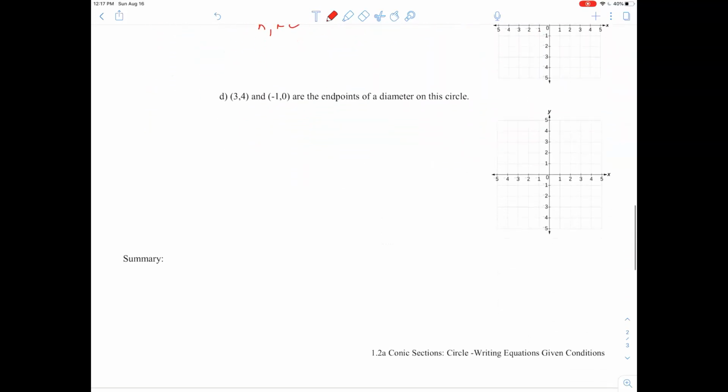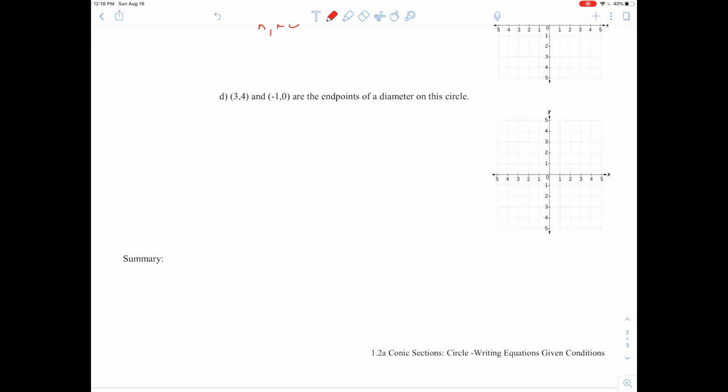All right, last one. This one's a little bit more of a brat because you have to work. I don't know why I said brat, but it requires a little bit more work. It says you have points 3, 4, and -1, 0 are the end points of a diameter on the circle. So they're both points on the circle.